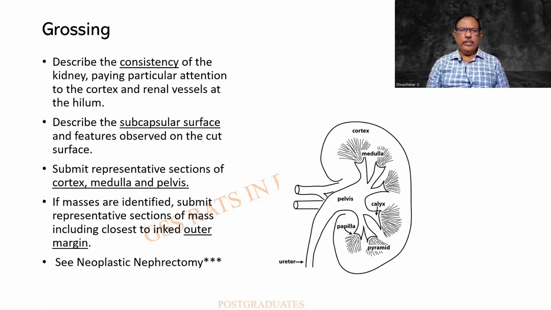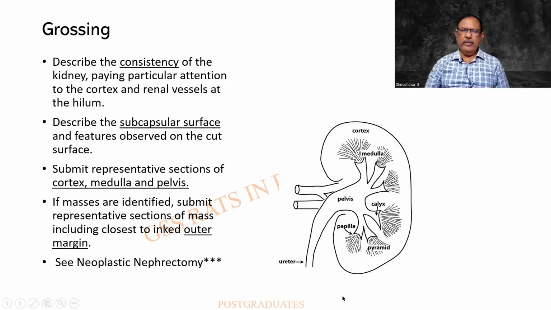As a continuation of the grossing, we will have to look for the consistency, the subcapsular surface, whether there is any exudate or thickening of the capsule adhesion that is present. And you will have to submit representative areas from the cortex, the medulla, the pelvis, and also the thickened areas of the capsule. If masses are identified, then you will have to give the inking and then the appropriate margin along with the normal tissue. These are well dealt with in neoplastic nephrectomy.